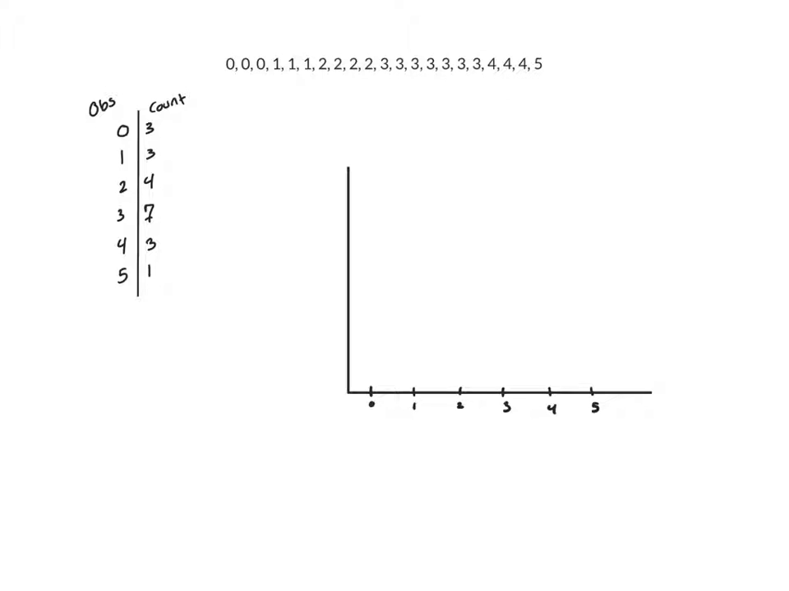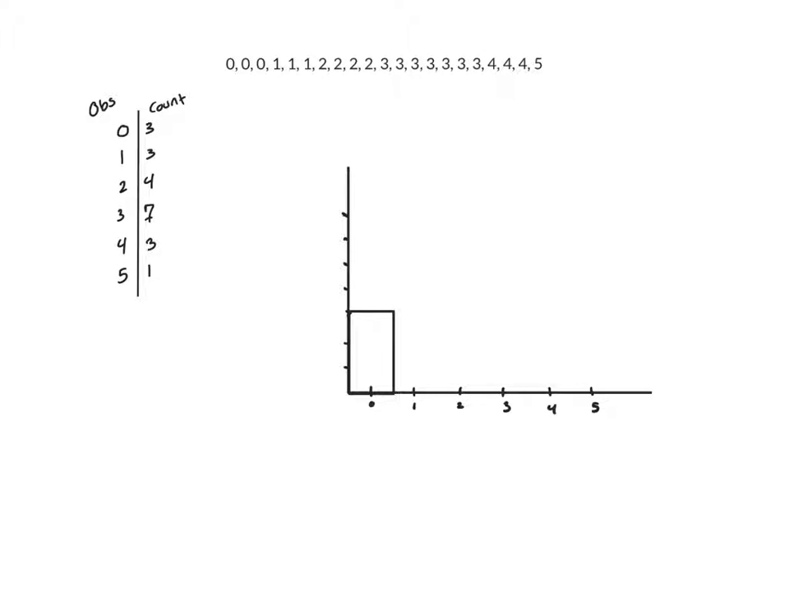Next, I need to label my vertical axis, and I notice that this goes with count, and my counts run between 1 and 7, so I need to have markers up to 7 on the vertical. Now I've got those, I'm ready to add my bars. Now, I had 3 people who said 0, so I'm going to put a bar at 0 that's 3 tall.